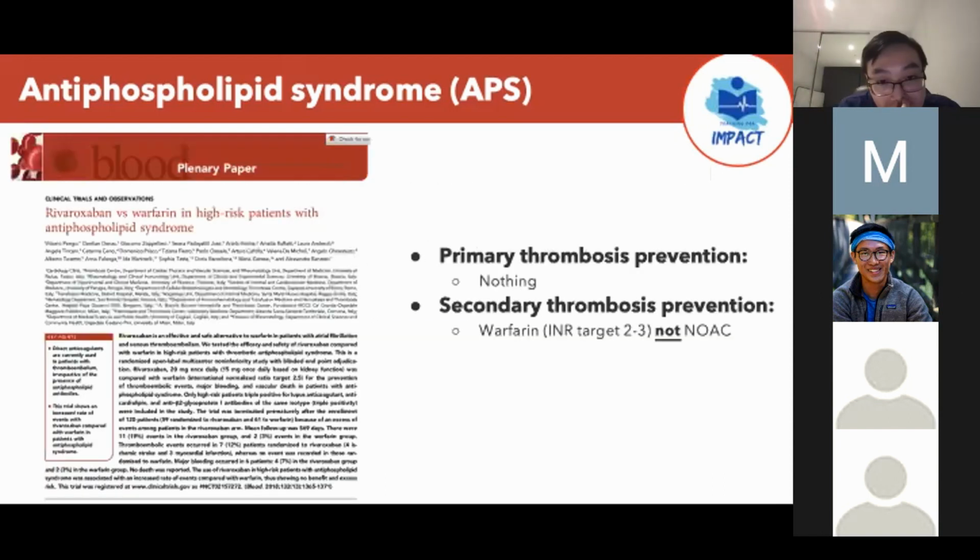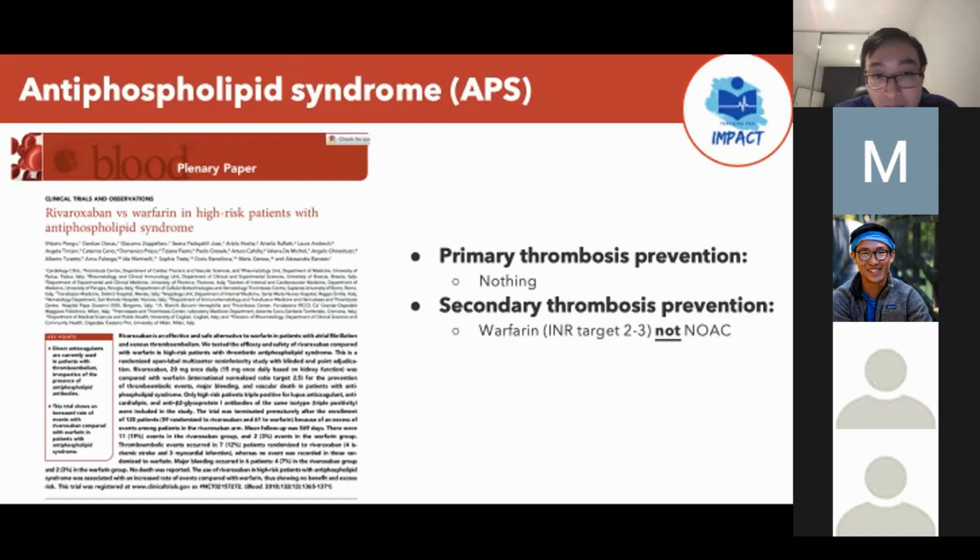So the thing to remember about the treatment of antiphospholipid syndrome is that if a patient is suspected to have antiphospholipid syndrome but has yet to develop any thrombotic events, we don't routinely use any medication for primary thrombosis prevention. But if a patient has already been diagnosed with antiphospholipid syndrome and has had a clot in the past, then we need to use oral anticoagulants for secondary thrombosis prevention to ensure that they don't develop another clot.